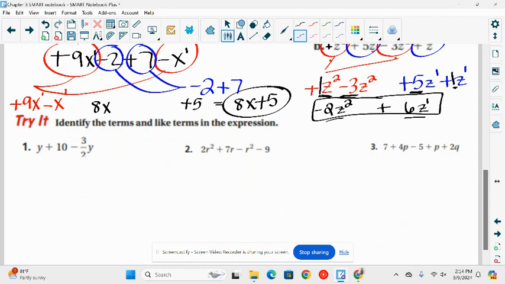Alright, try it for 1, 2, and 3. I just want you to circle, using your colors, the like terms. Okay, we're not going to simplify them. I just want you to identify the like terms by circling them, using your colors. I'll give you 2 minutes.